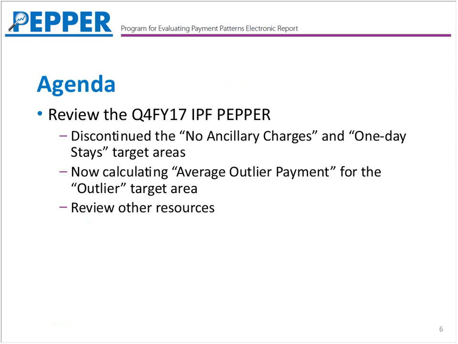So today I'm going to be focusing on the most recent PEPPER for Inpatient Psychiatric Facilities. There have been a few changes that you're going to notice in this release of the PEPPER. We have discontinued 2 of the target areas that were included in the previous release. And on the outlier payments target area, we are now calculating the average outlier payment. I'll review a few other resources at the end of our presentation this afternoon.